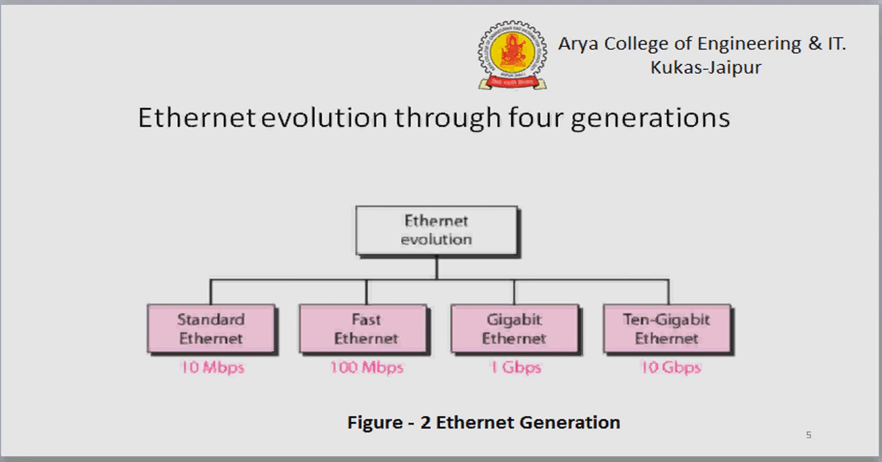These are the 4 generations of Ethernet. Ethernet evolution through 4 generations: first is standard Ethernet up to 10 Mbps speed, fast Ethernet up to 100 Mbps speed, gigabit Ethernet up to 1 Gbps speed, and 10 gigabit Ethernet up to 10 Gbps speed.